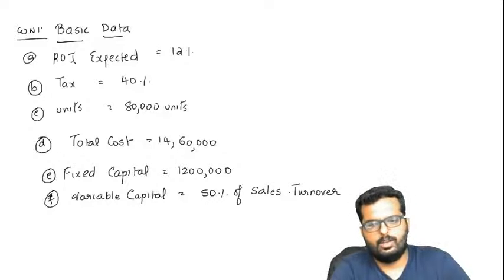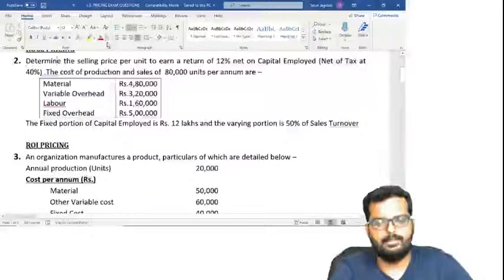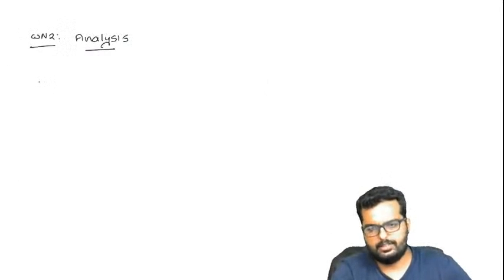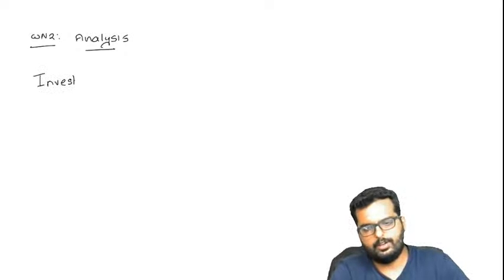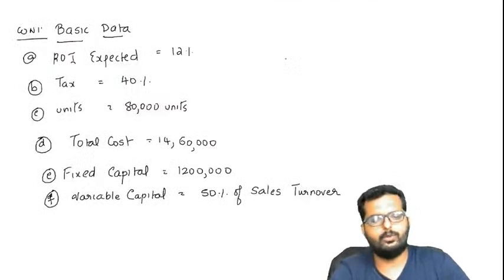Okay. Now I'll go to the next part, working note number 2, analysis. Basically what they are looking at is the ROI should be how much percentage? 12%. I told you over here, whatever is the investment into the ROI should be equal to the profit. This is how we discussed earlier. Now the point is you have two types of capital now. One is a fixed capital and the other one is a variable capital.